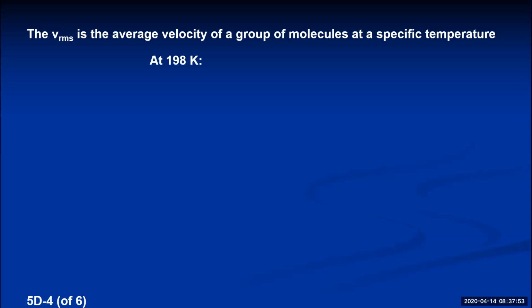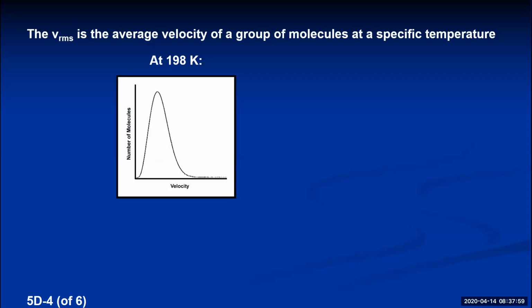If I take a sample of oxygen at 198 Kelvin, and I graph their kinetic energies, or let's talk about their velocities, how fast they're moving. So if I graph their velocities on the x-axis, we'll find that for the number of molecules at each particular velocity, there's going to be one particular velocity which is the most common, the one that has the most molecules traveling at that particular speed. That's the root mean square velocity.